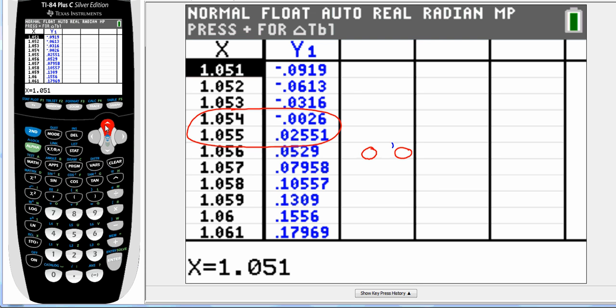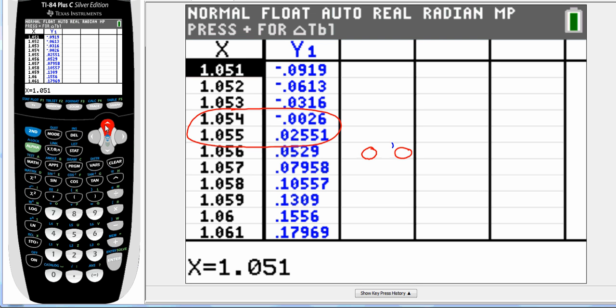I might call it 1.0545, which is halfway between. But somewhere between there, I do have an x-intercept. And if I looked at the graph or looked at the table for the other side, which would be at -1, the same kind of thing would happen. Okay, so I do have an x-intercept, even though it doesn't look like it when you first look at the graph and when you first look at the table. Okay, so just know that that's what's happening. All right.